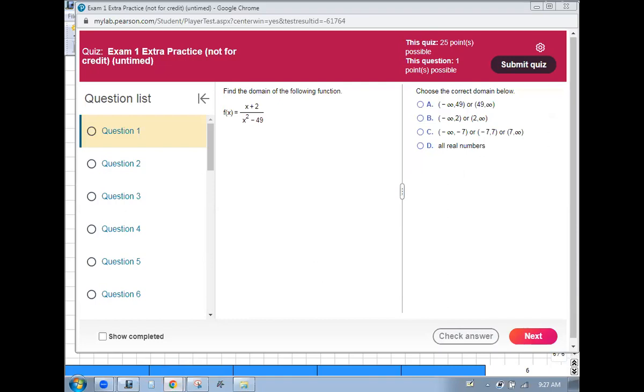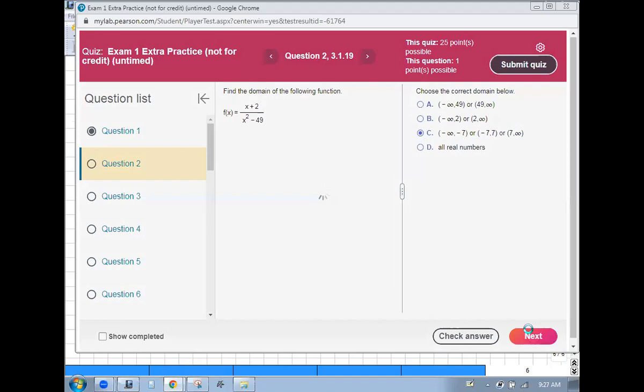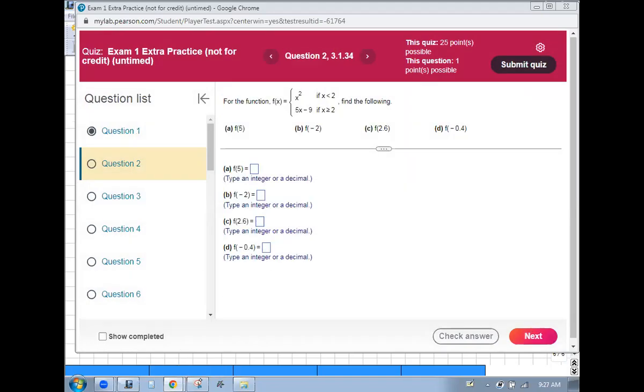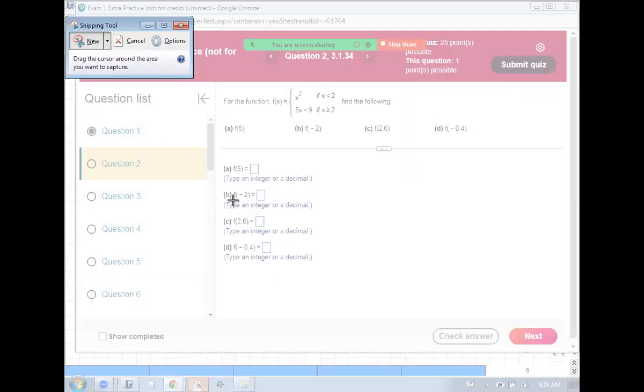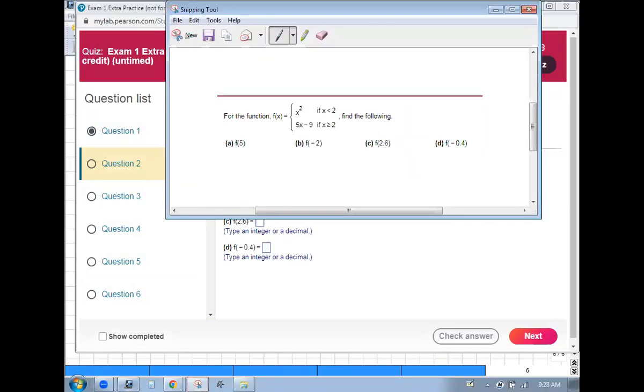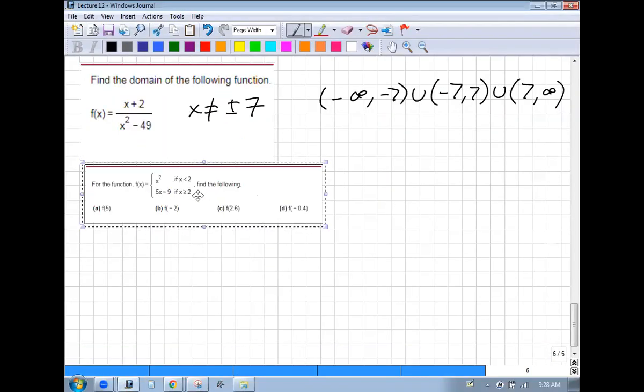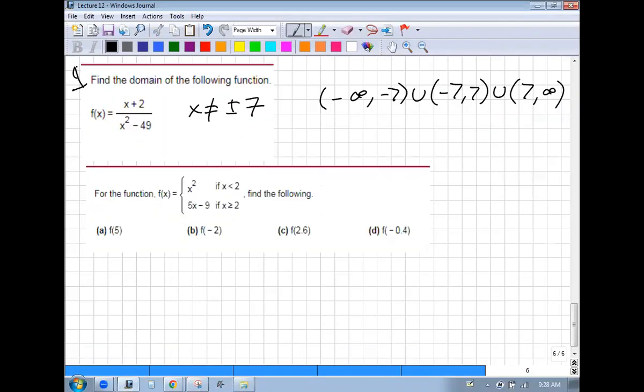Oh yeah, this one. See, they want an integer or a decimal here. All right. What?